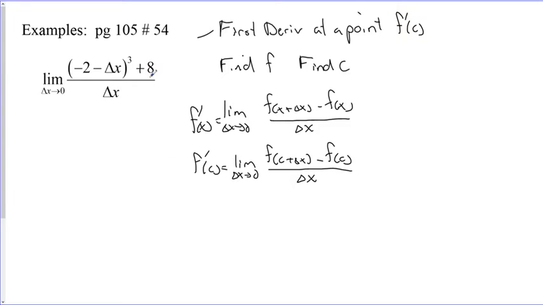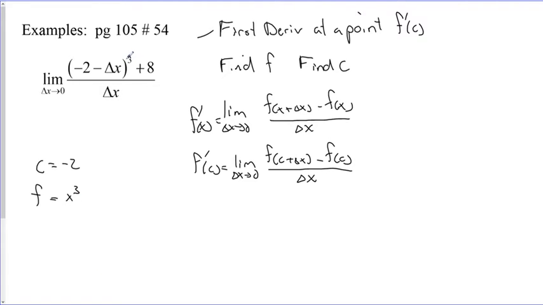And if I take -2 to the third power, I'll have -8, and if I subtract -8, it becomes +8. So just working through what I see here, it looks to me like my c value is -2. And then the function f is just going to be x to the third. And I can see that cube here.